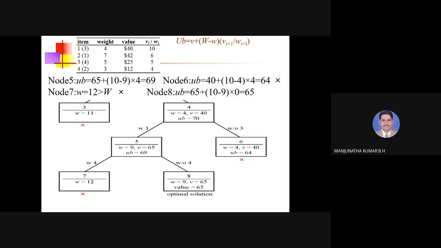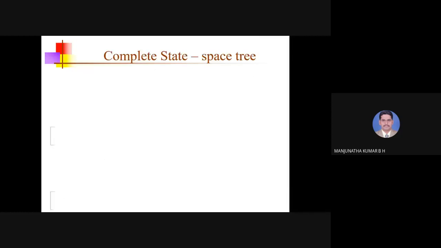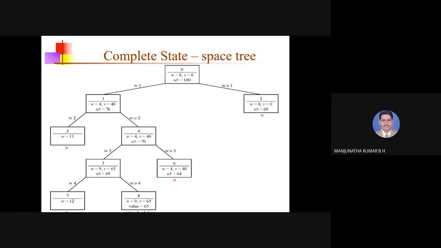Now in the next slide, I will show you the complete state space tree, where all these parts are connected, along with the final answer. Observe here. This is the complete state space tree we have constructed till now. Node 0, the root node. The upper bound is 100 initially. No items are considered, no profit is gained, hence W equals 0, V equals 0.